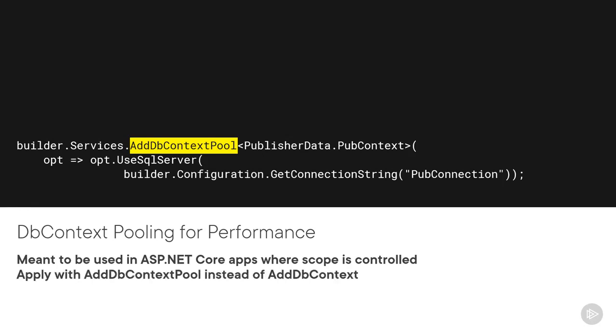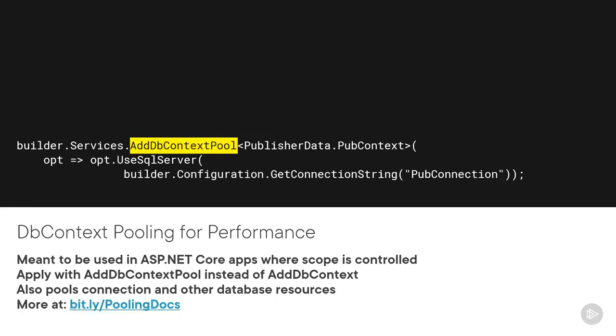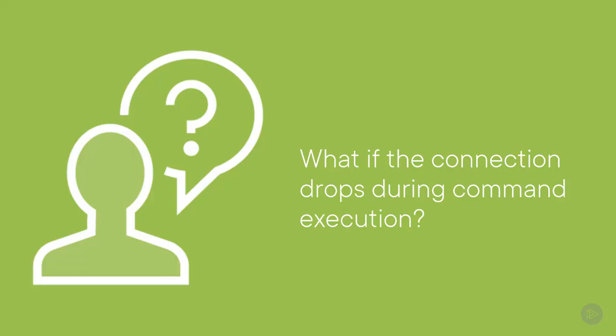It's easy enough to switch from the standard way of instantiating a context to using pooled ones. Instead of using the service's AddDbContext, you would use the AddDbContextPool method. And then whenever an instance is needed, EF Core will check the pool before creating a new one. There is some additional benefit with DB context pooling that helps with database connection pooling and pooling other database resources. So that comes for free along with a pooled DB context. You can learn more about this from the EF Core docs at bit.ly/poolingdocs.